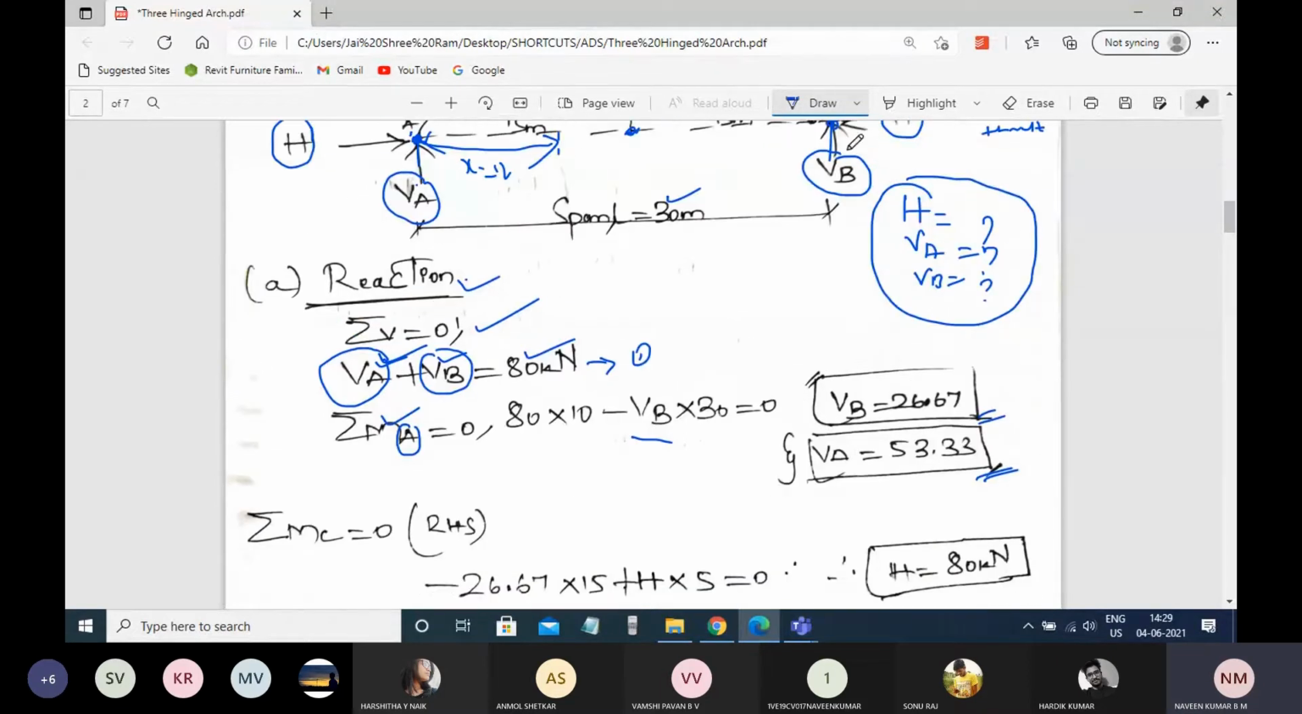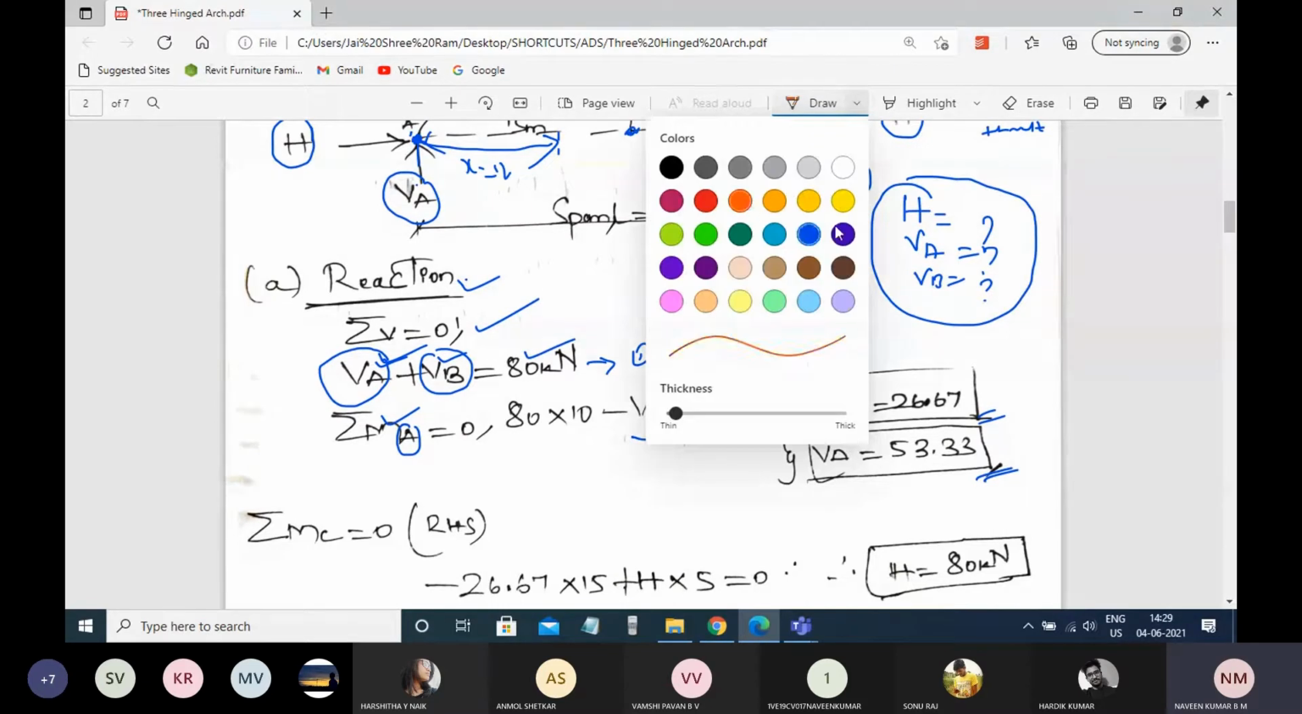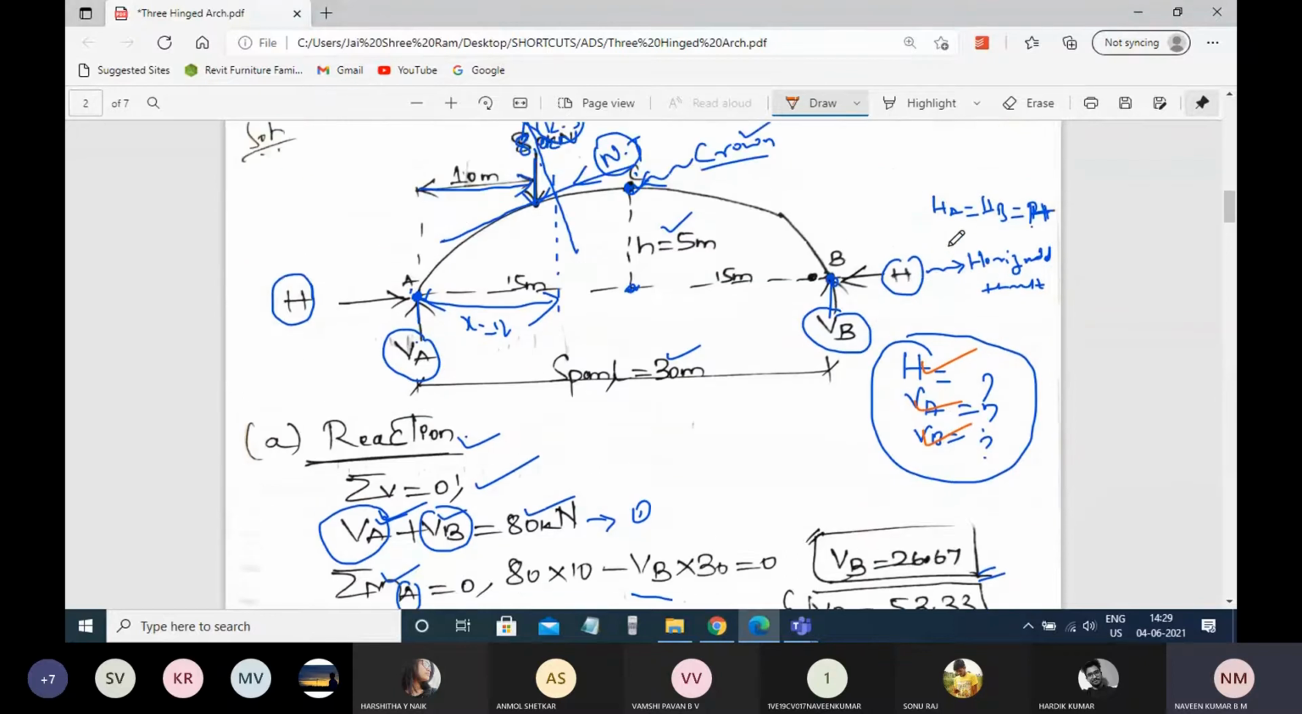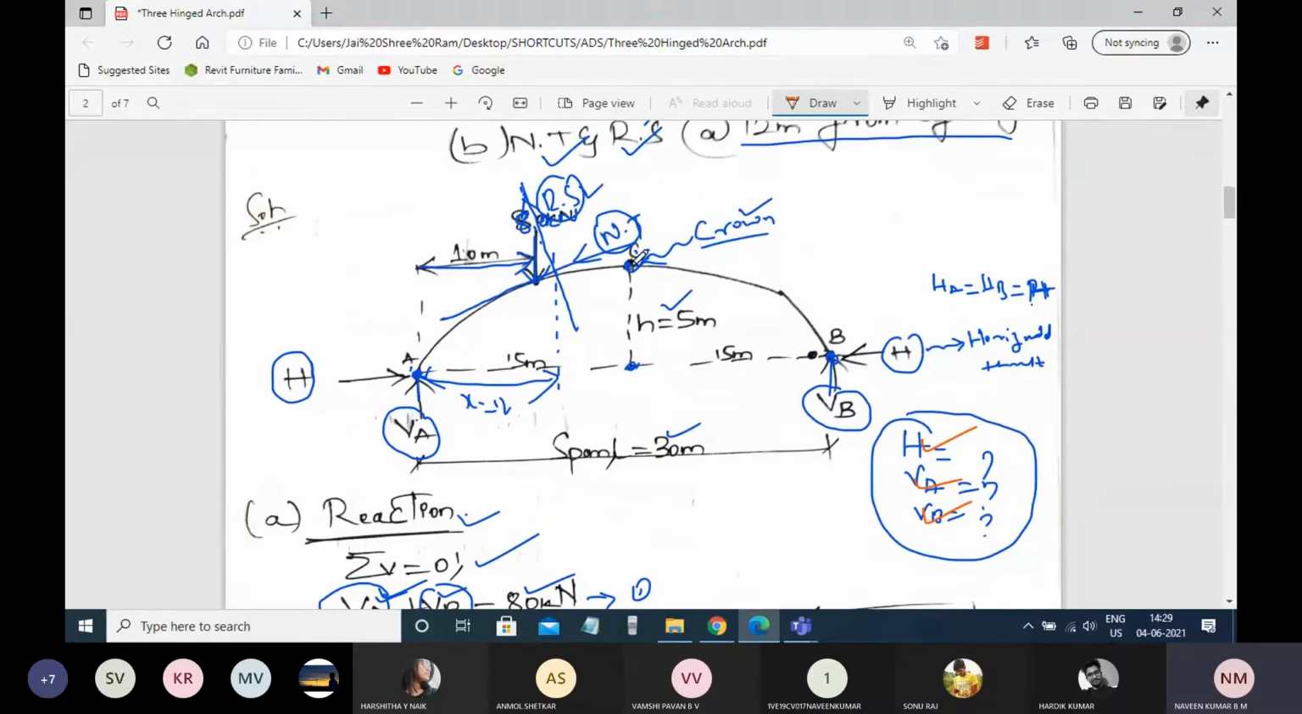Now we got these 2 unknowns, VA as well as VB. So now to find H, we need to consider moment at C. If I consider moment at A, H again remains 0, and if I consider moment at B, H remains 0, because H is acting at A as well as at B. That means the moment due to this particular H force at A as well as at B is 0.